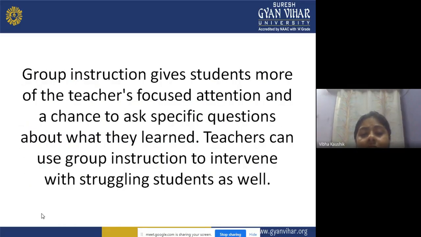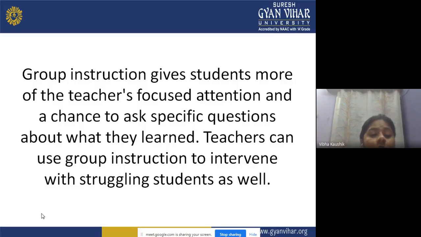Small group instruction gives students more of the teacher's focused attention. Now, when we are talking about small group instruction, teachers are more focused. They are giving more attention to the students. Why? Because the group size is very small. The student-teacher ratio has been reduced. When the ratio has been reduced, then the teacher will focus on each and every individual learner.